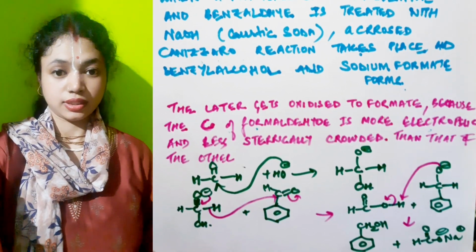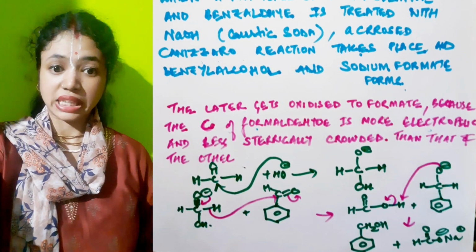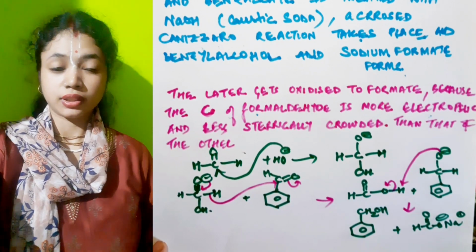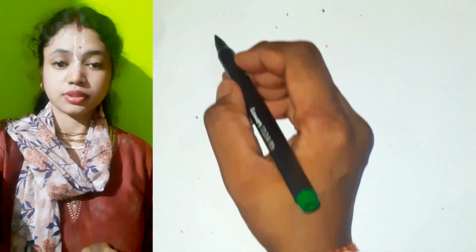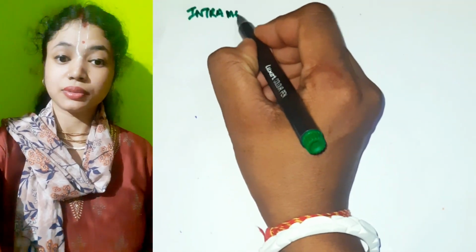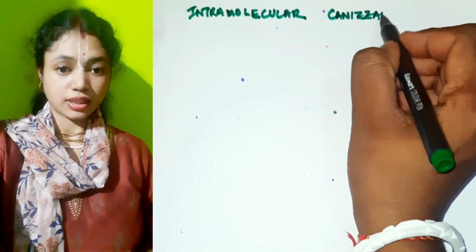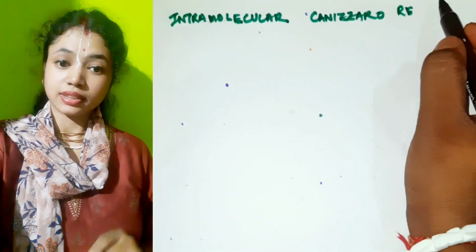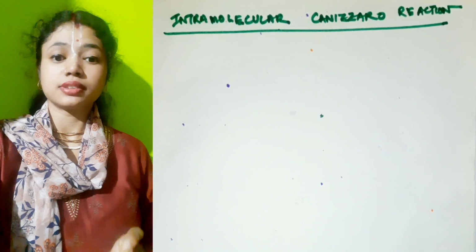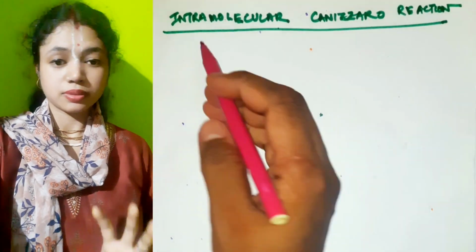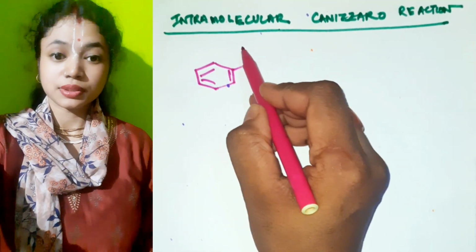That means nucleophilic attack is easily possible, so in the first step the nucleophile attacks the formaldehyde rather than the benzaldehyde. In the case of benzaldehyde, the carbon is not electron deficient. Why? Because electrons are being supplied by resonance from the benzene ring. So there is a difference, and that difference makes a huge difference. The more substituted one will go for alcohol, whereas the less substituted one will go for the formation of acid. So this is a very important thing to note.